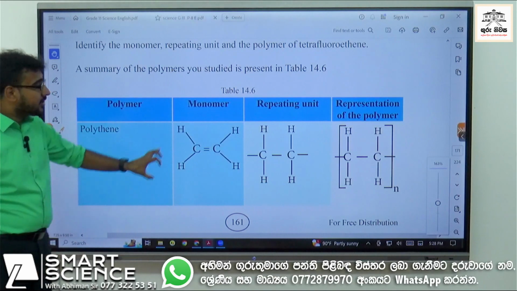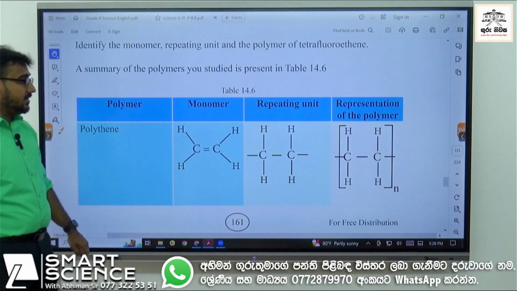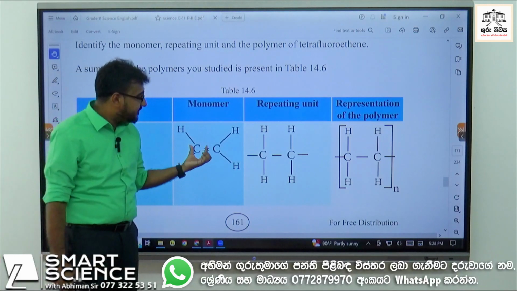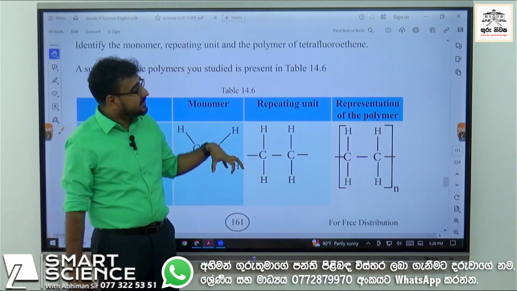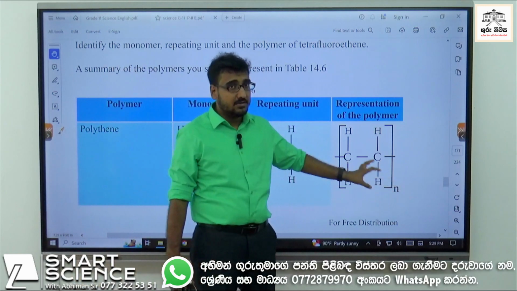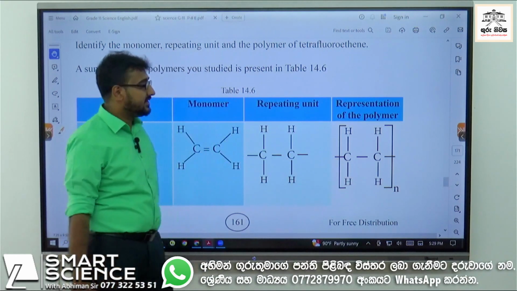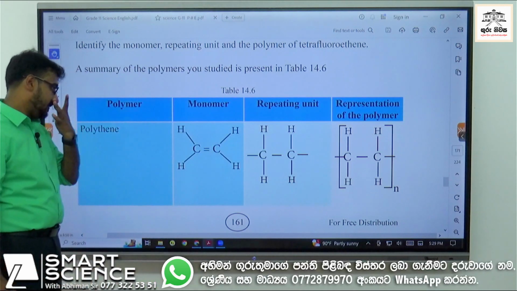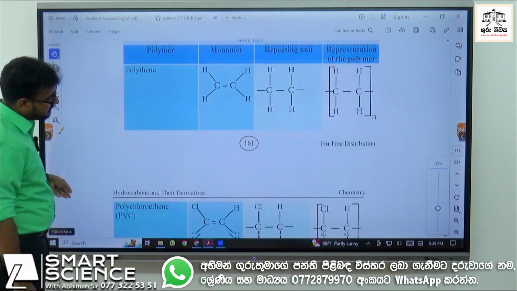So this is the monomer, without breaking the double bond. But the repeating unit is after breaking what? The double bond becomes a single bond. To represent the polymer, we have to put a bracket and put n here because there are a lot of repeating units. So we have to indicate it like that by putting n here. Right? Okay.